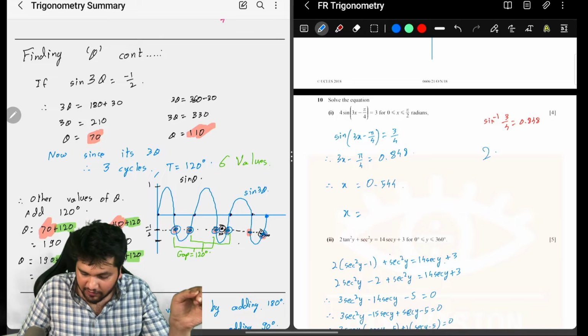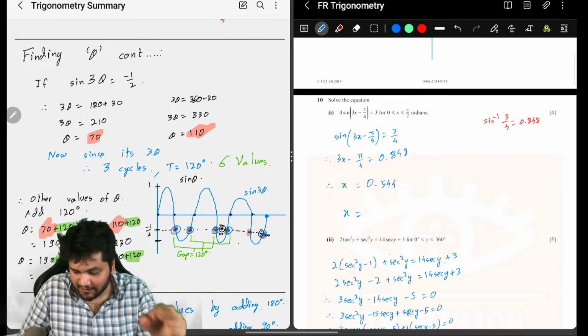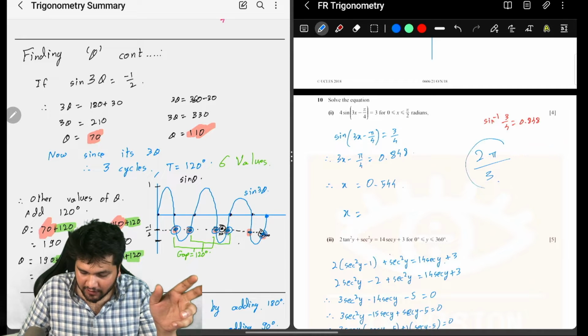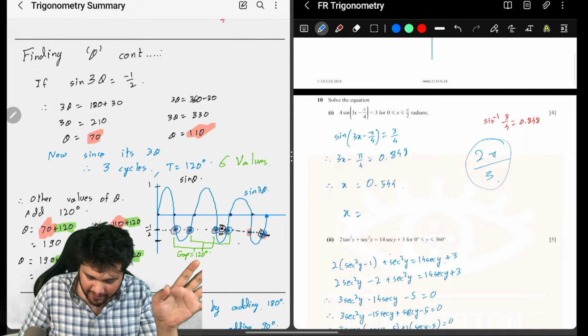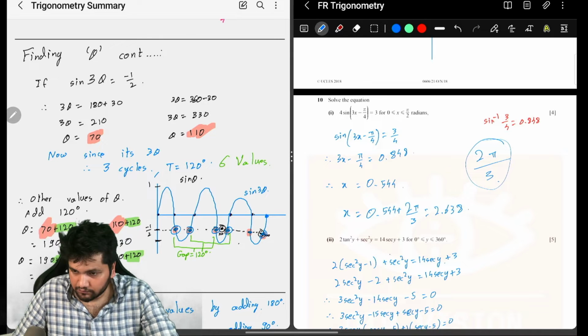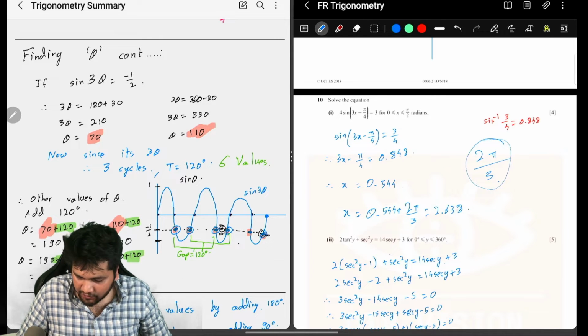Okay, so generally, whatever the coefficient of x is, here 3, we divide 2 pi by the coefficient of x, which is nothing but 3. So we are going to keep on adding this 2 pi by 3. If I add 2 pi by 3, the other value would be 0.544 plus 2 pi by 3, which is going to be, just a second. After adding, you will get 2.638.